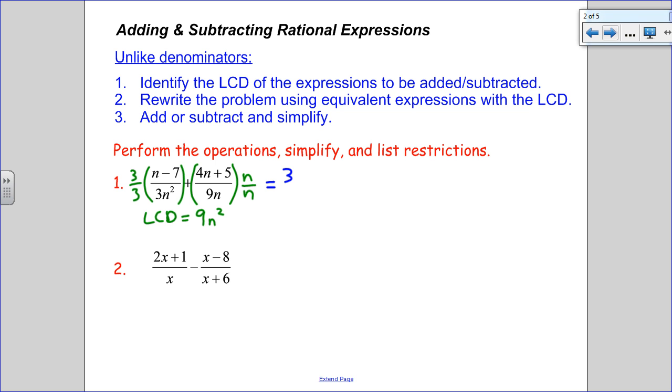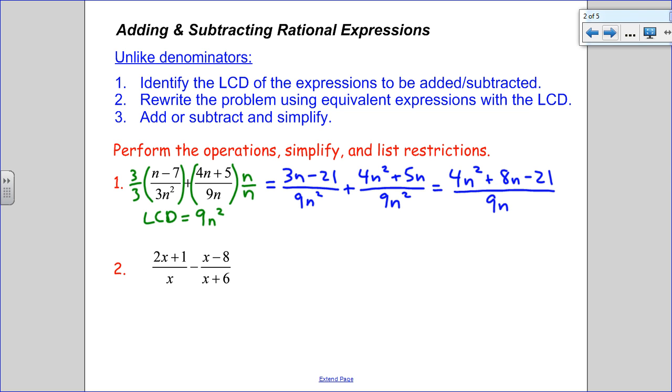Performing the multiplication, we have 3n minus 21 over 9n squared plus 4n squared plus 5n over 9n squared. Adding the numerators and combining like terms, we have 4n squared plus 8n minus 21 over 9n squared. This answer cannot be simplified. There are no common factors. So we simply note the restriction, which is that n cannot equal 0.